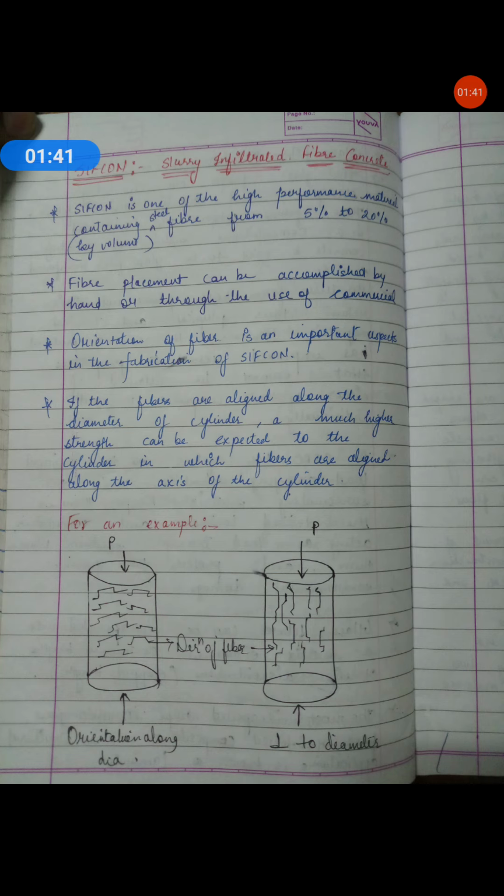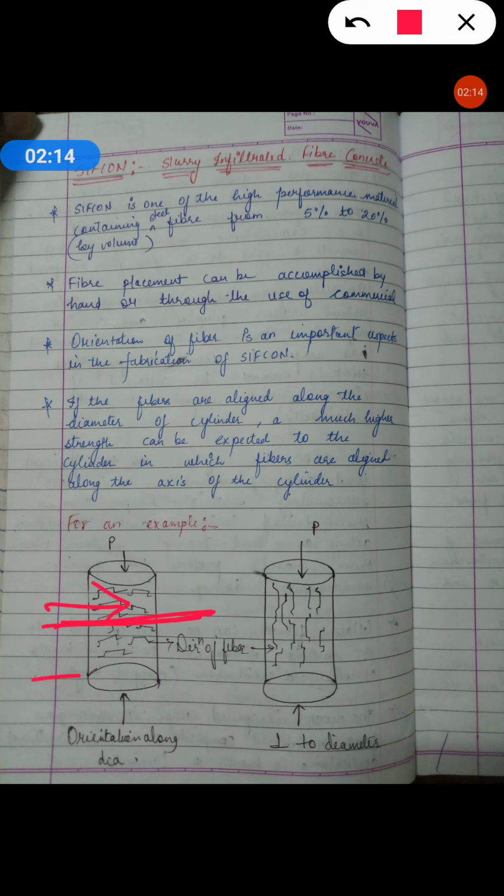and also mechanically. So orientation of fiber is an important aspect in the fabrication of SIFCON. If you are dealing with SIFCON, you have to keep in mind in which direction you are placing your fibers, means in a horizontal way or in a vertical way. Both have different characteristics. If the fibers are aligned along the diameter of a cylinder, see, this is the diameter of the cylinder. So along the diameter means in this direction. This is the fiber which is placed along the diameter, means you can say horizontally.